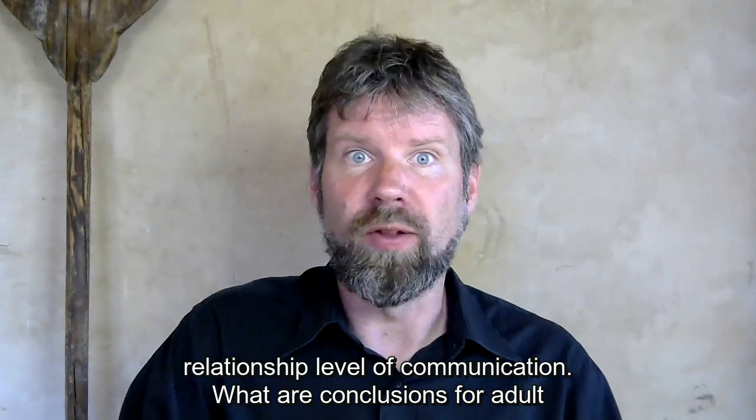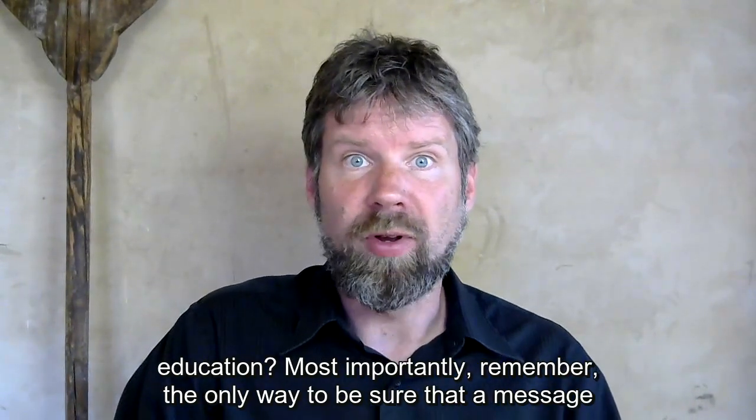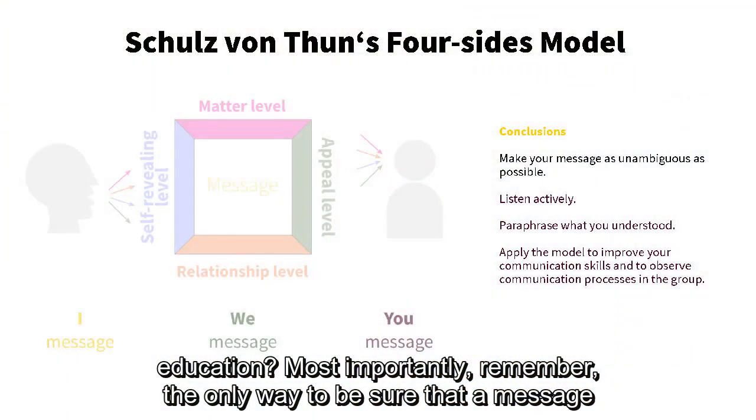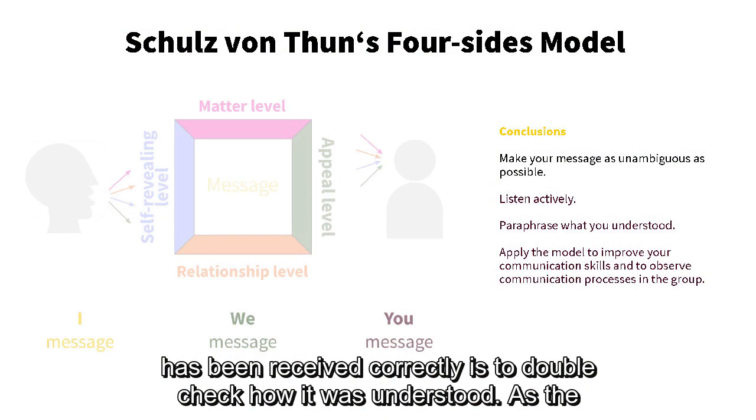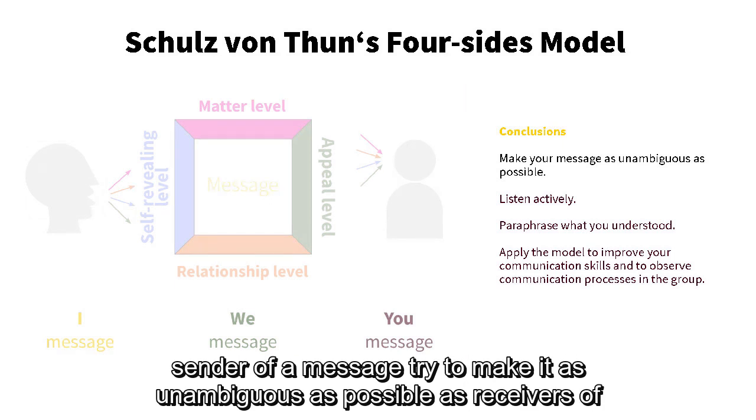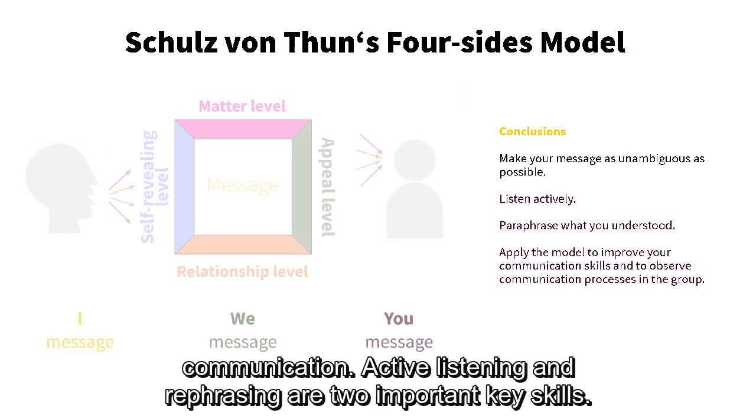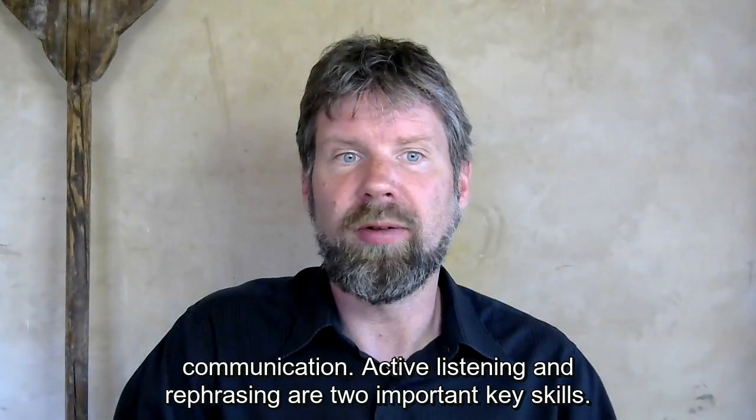What are conclusions for adult education? Most importantly, remember, the only way to be sure that the message has been received correctly is to double-check how it was understood. As the sender of a message, try to make it as unambiguous as possible. As receivers of communication, active listening and rephrasing are 2 important key skills.